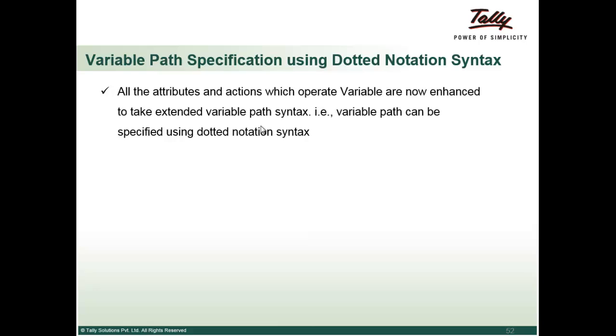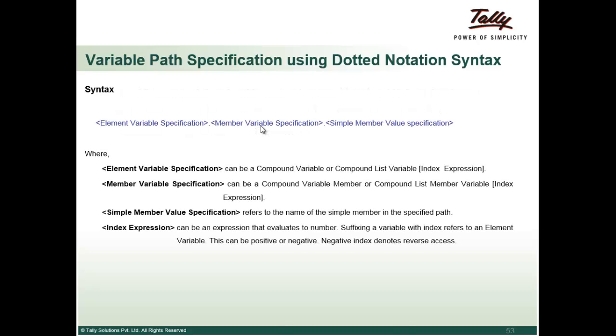Then we have something called variable path specification. Using dotted notation syntax, how do you access these variables, or how do you go to the variable? We see that we have a list variable, and inside the list variable we have a list of information. How we can go to each piece of information, we'll see by using the dotted notation syntax. The syntax here is element variable specification dot member variable specification dot simple member value specification. So we'll see what element variable specification is. This can be a compound variable or compound list variable.